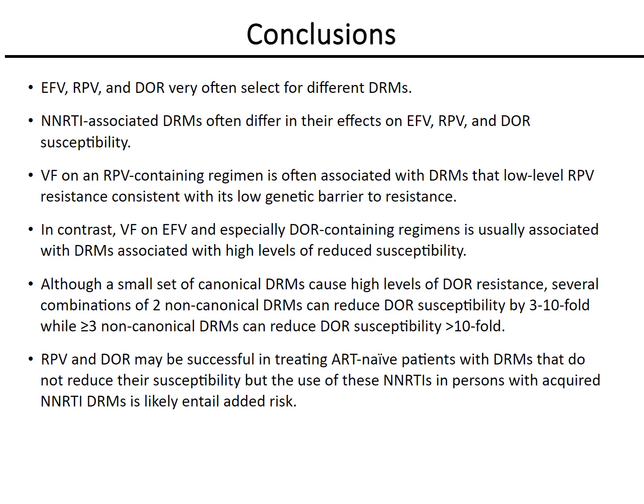In contrast, virological failure on efavirenz and especially on doravirine-containing regimens are usually associated with drug resistance mutations with high levels of reduced susceptibility. Although a small set of canonical drug resistance mutations can cause high levels of Doravirine resistance, several combinations of 2 non-canonical drug resistance mutations can reduce Doravirine susceptibility by 3 to 10-fold, while 3 or more non-canonical Doravirine resistance mutations can reduce Doravirine susceptibility greater than tenfold.